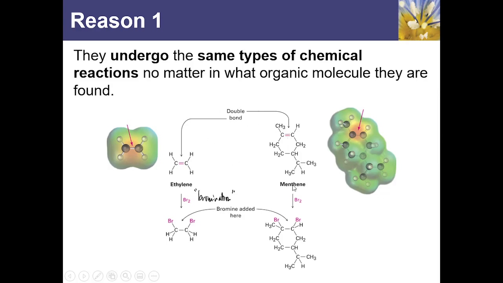The double bond here becomes broken. It becomes single bond here. And then you have the formation of the bond between your bromine and your carbon. So they will undergo the same type of chemical reaction no matter in what organic molecules they are found. So ang point dito, if you have two compounds with the same functional groups, more likely they will undergo the same type of chemical reaction. Okay? So that's the first reason.